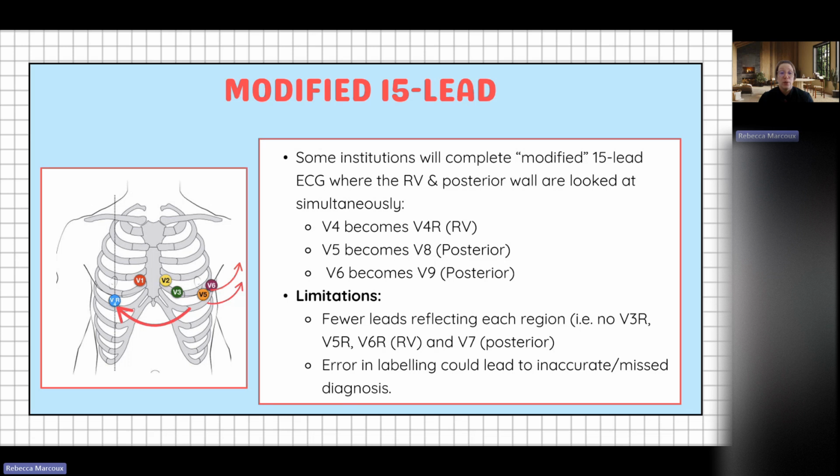Also really important, if you're doing this, make sure we're labeling properly or setting our ECG machine up properly to capture what we're doing. I have seen one ECG machine where the default 15 lead is your V4R and your V8, V9. So again, just know your equipment and know what it's set to do, because there's no standard to any of this, which is annoying.